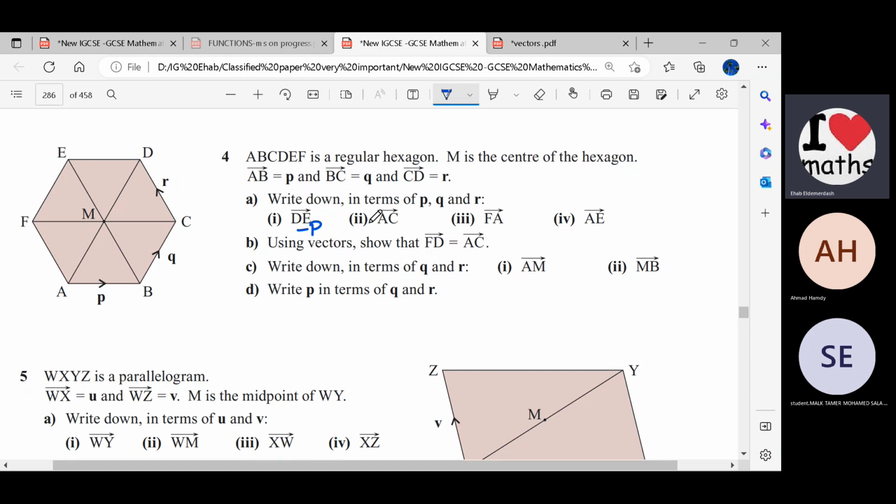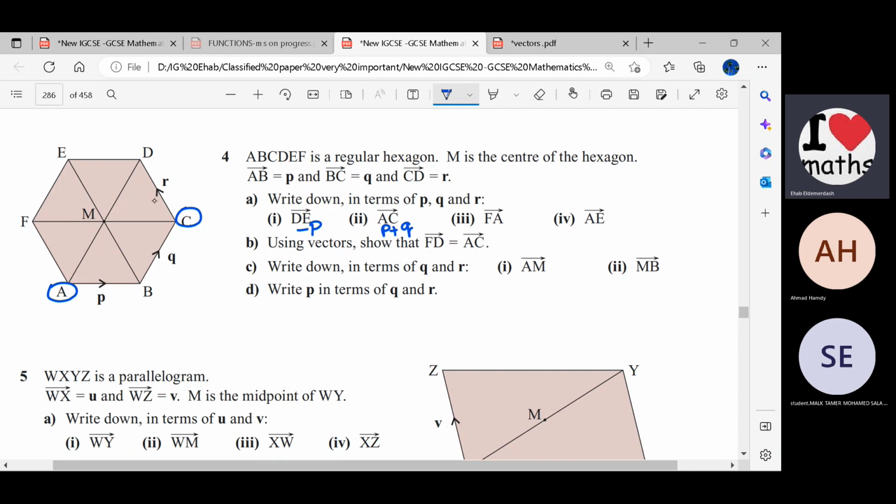Let's go for the AC vector. I want to get the AC vector. I need to move from the point A to the point C. I have to go through the given path, the given directions. I want to get from point A to point C. What do I do now, how do I move? P plus Q. Excellent, P plus Q.